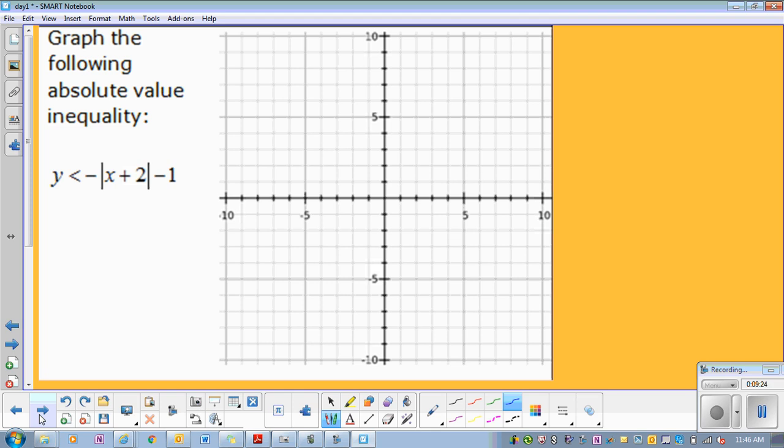So let's look at this one. Y is less than negative absolute value of x plus 2, minus 1. You could easily put this into the calculator, into your y equals, and get some points. But how do you get the vertex from this? It's written in vertex form. Negative 2, because it's the opposite of the number inside with your x, and then k is negative 1. So your vertex is actually at negative 2, negative 1.